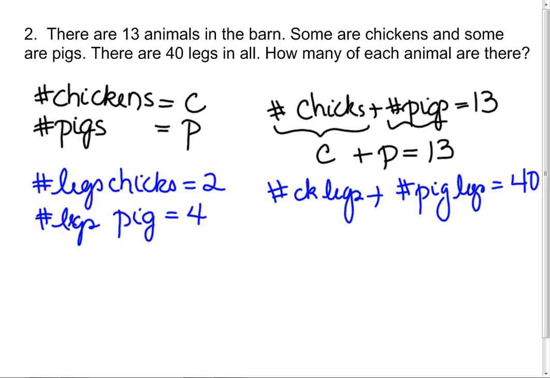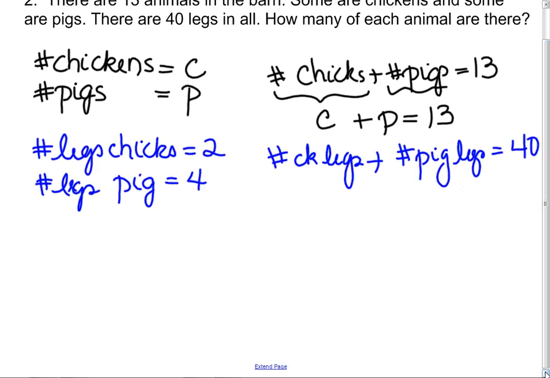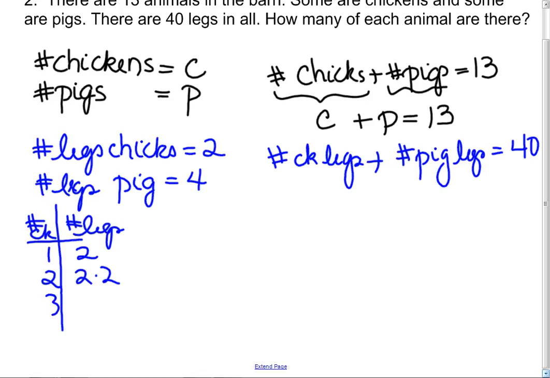Okay, this is the hard part. If you have C number of chickens and each chicken has 2 legs, how many legs do you have in all? Well, let's write a little table here if you don't know. This is the number of chickens, and this is the number of legs. Oh, we'll get there. You'll get this. So if you have 1 chicken, how many legs? 2. What if you have 2 chickens? 2 times 2. Don't multiply. What if you have 3? 2 times 3. What if you have 4? 2 times 4. Okay, that should be enough of a pattern to see.